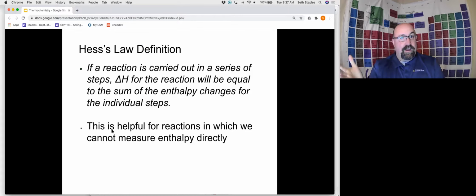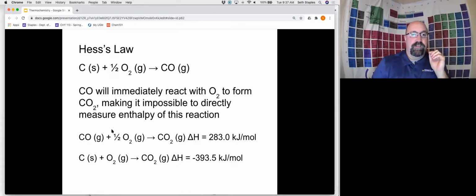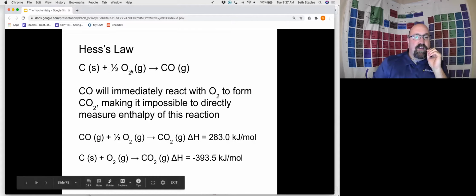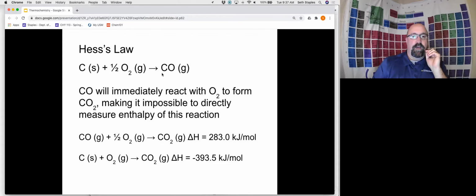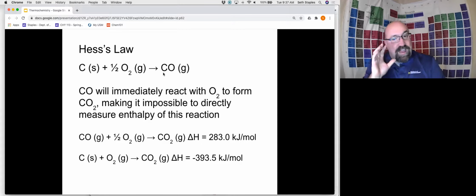So let's take a look at an example of this, and at why we might need to do something like this. In this example, we want the enthalpy of the formation of 1 mole of carbon monoxide from its constituent elements. So carbon plus half O2 to give us CO. That's the reaction that we want energy information for.